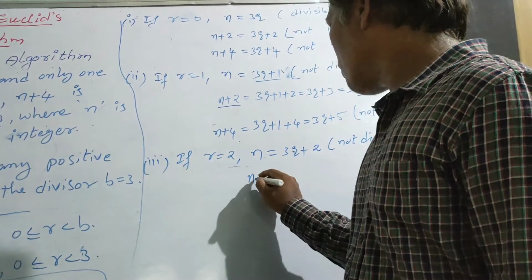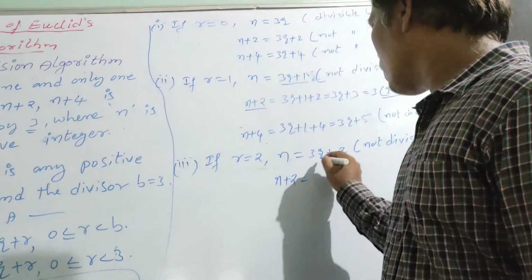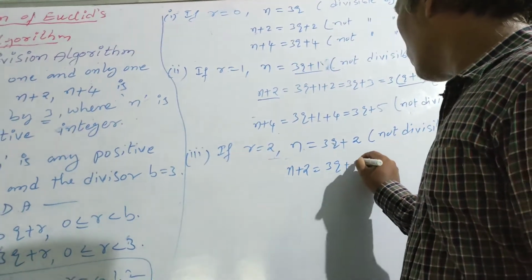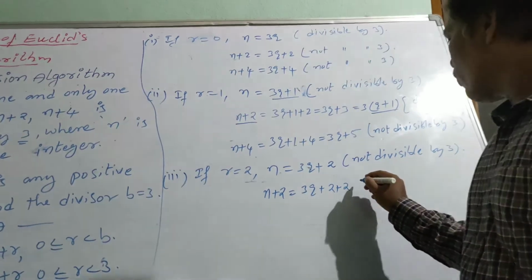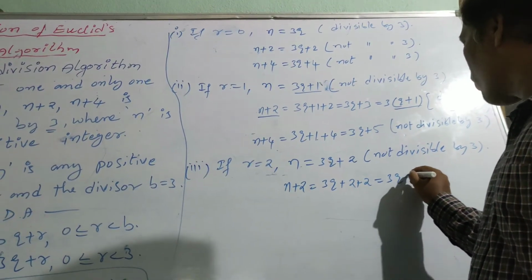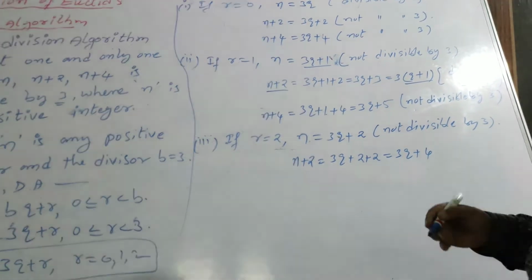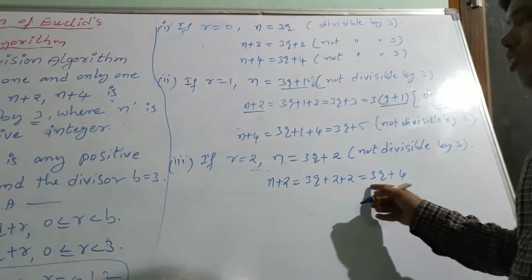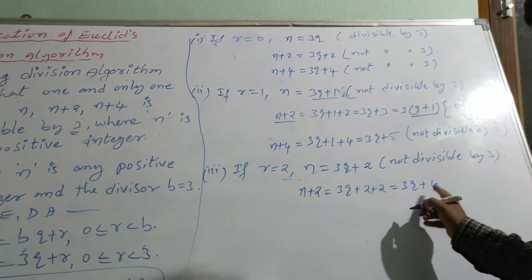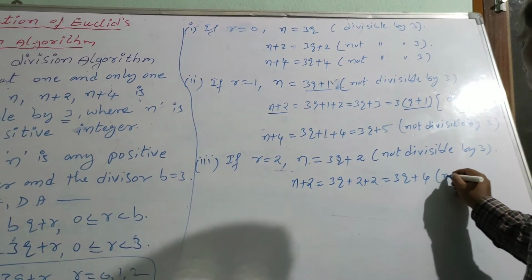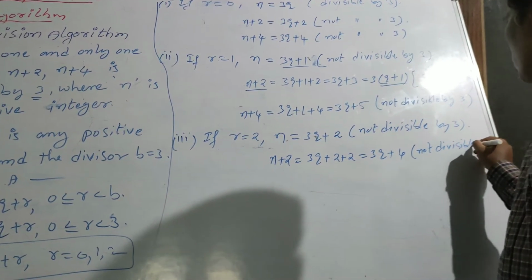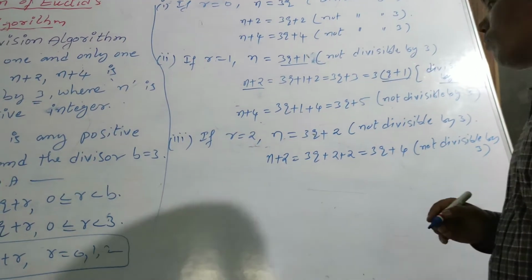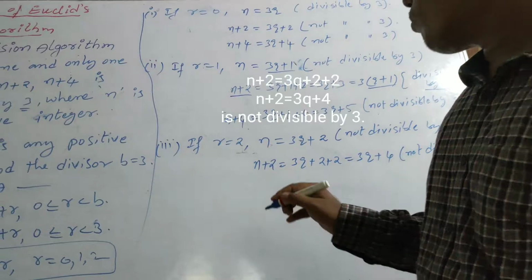So what about n plus 2? n is equal to 3q plus 2, then n plus 2 means 3q plus 2 plus 2. 2 plus 2 is 4, so we will get 3q plus 4. Can we take 3 common in these two terms? No, we cannot. So it is not divisible by 3. n plus 2 is also not divisible by 3.